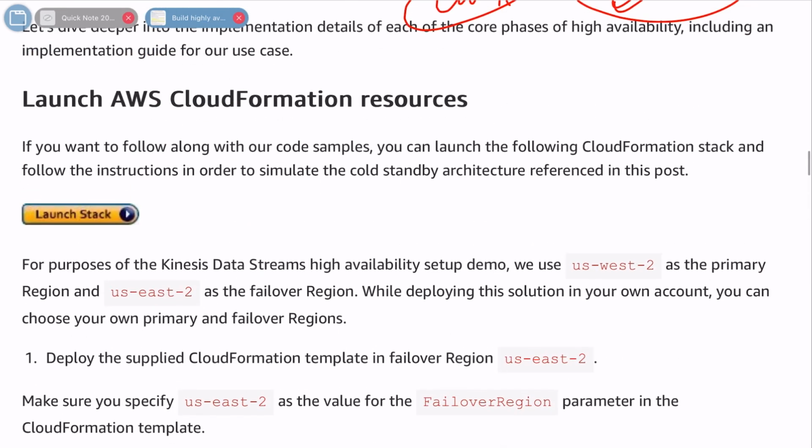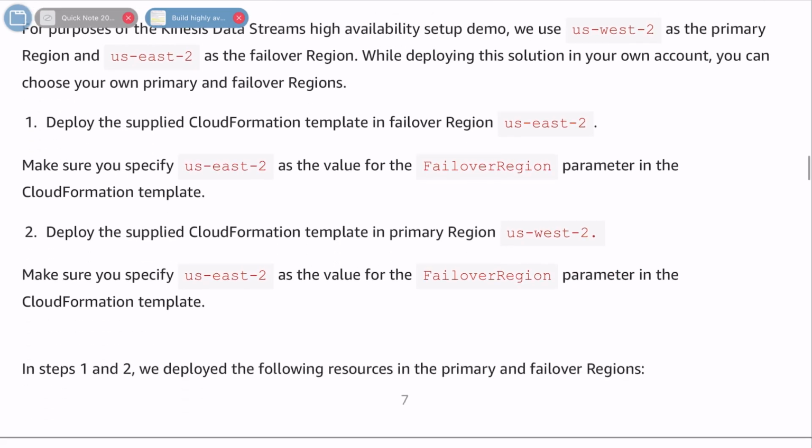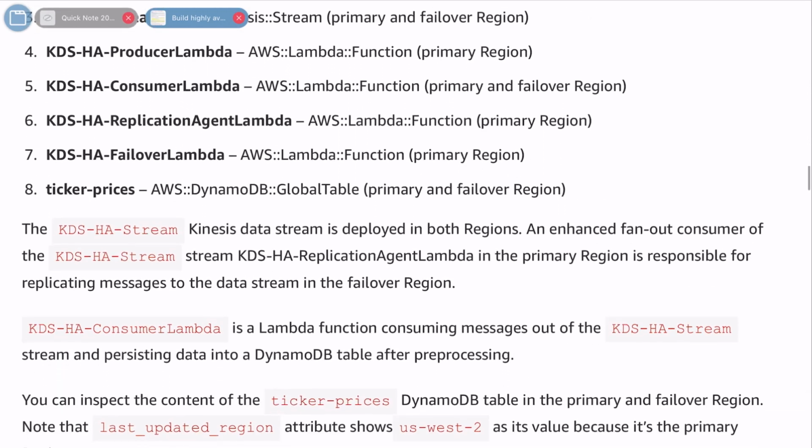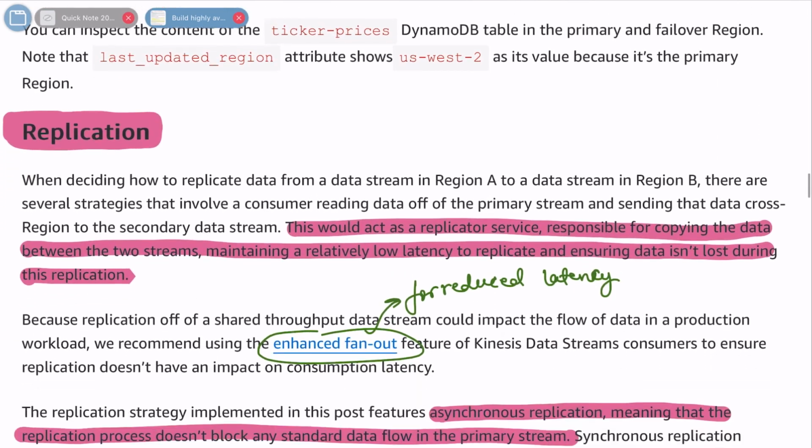If you want to try the architecture by yourself, I will be sharing this article in the video description, and there are CloudFormation templates and related code provided which you can use to replicate the scenario at your end.